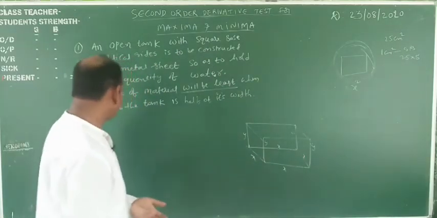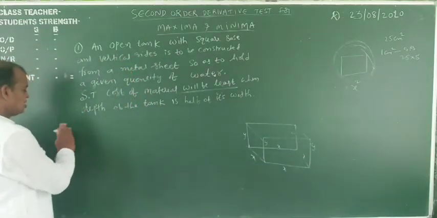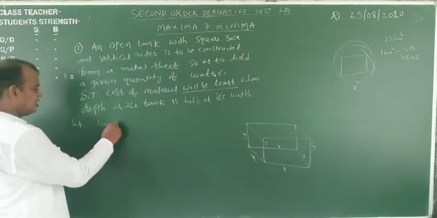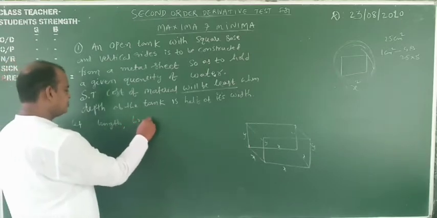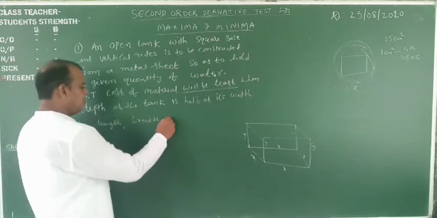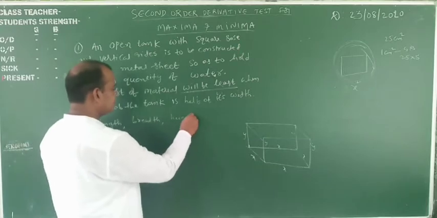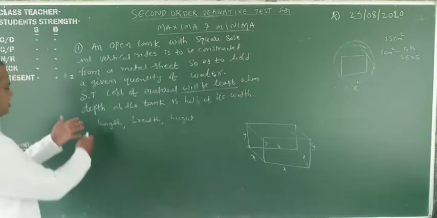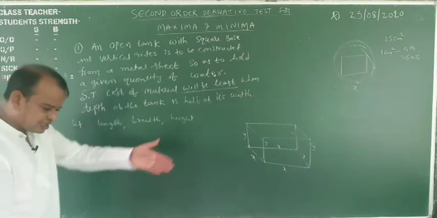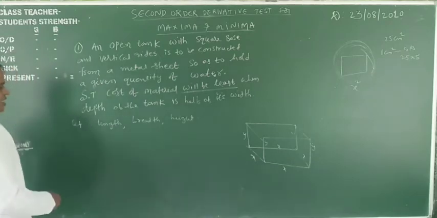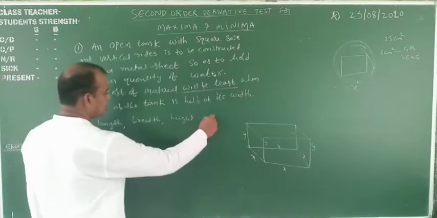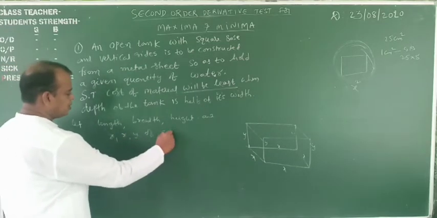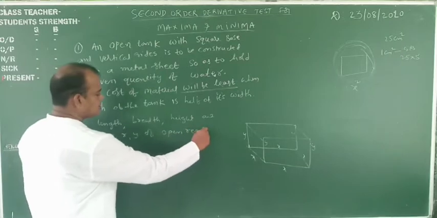Okay. Now let length, breadth, height, that is width, depth. Height means depth, width, length, breadth means width. Okay, let length, breadth, height be x, y of the open rectangular box.